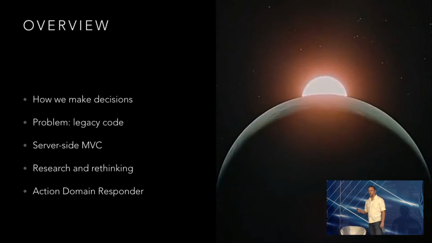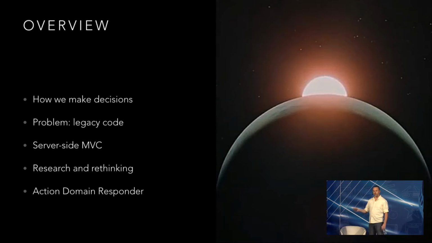So as an overview, what we're going to be talking about today, first of all, is how we make decisions when we are trying to solve problems, or at least how we think we make decisions versus how we actually make decisions. And after we go through sort of a methodology on decision making, we'll apply that methodology to a problem that we have, legacy code. Specifically, how do we organize our code bases?